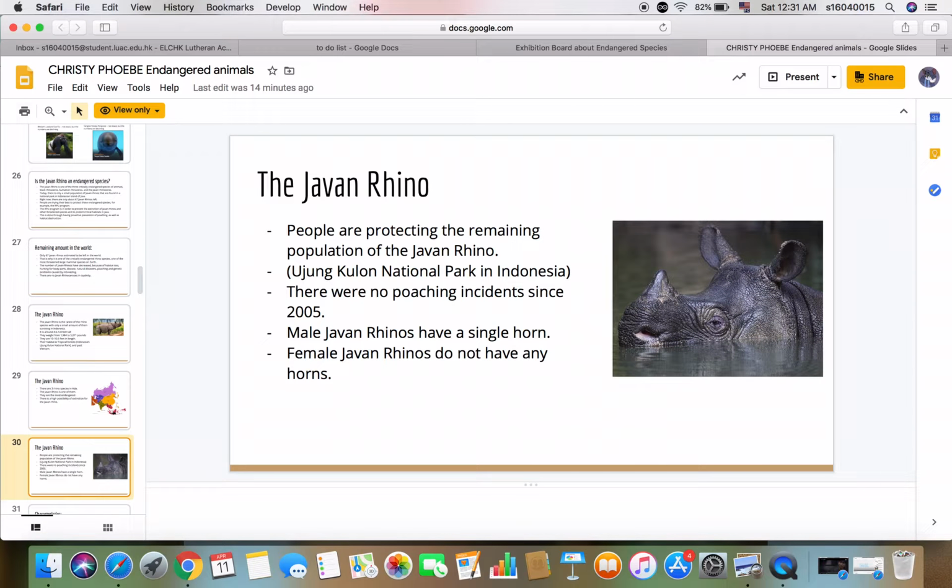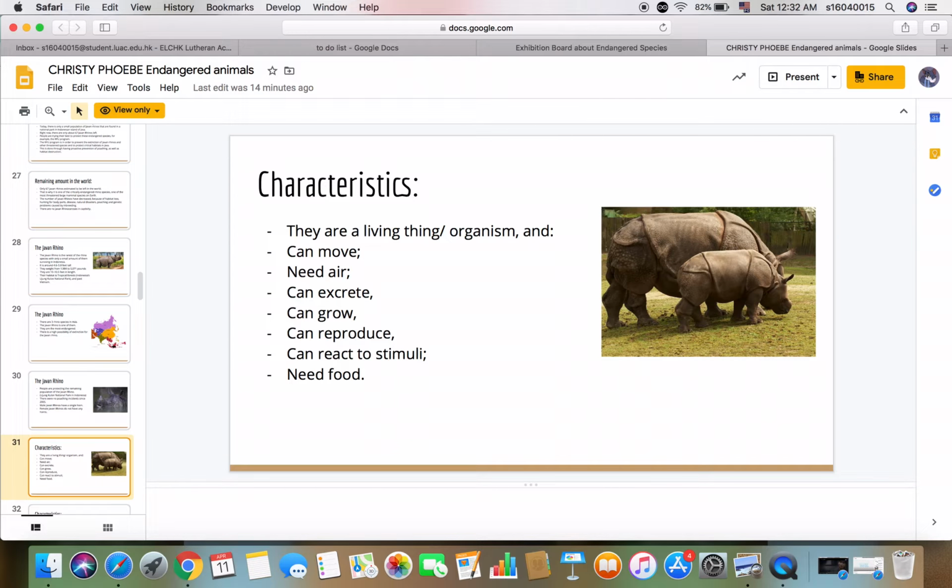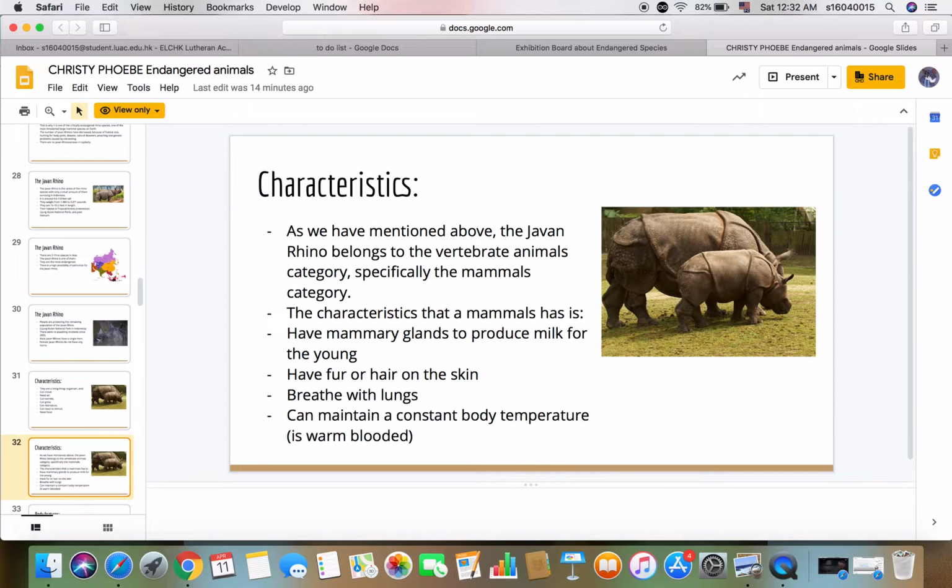Male Javan rhinos have a single horn, while female rhinos do not have any or have a tiny horn. So here are some characteristics. They are a living thing or organism, and so they can move, need air, can excrete, can grow, can reproduce, can react to stimuli, and need food.